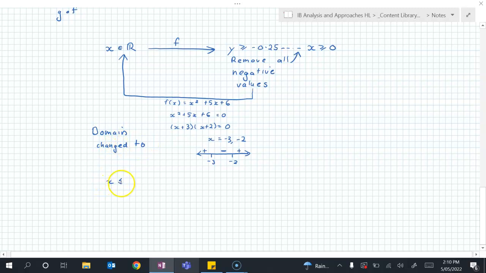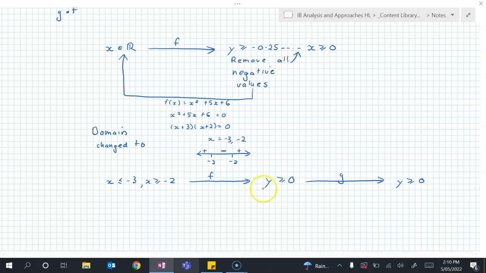x being less than or equal to minus 3, x being greater than or equal to minus 2, and when I apply f to those values, I get y being greater than or equal to 0, and now everything's good. Now I can apply G. So I apply G to it, and I get the range of G just being all the values greater than or equal to 0.